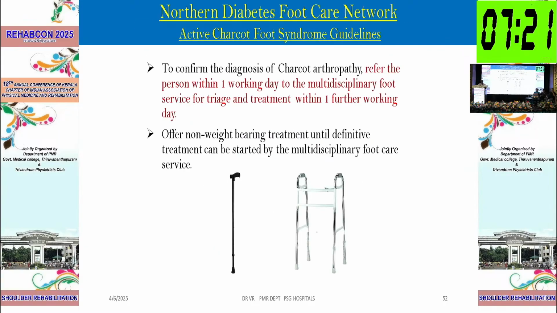This is a guideline from the United Kingdom, Northern Diabetes Foot Care Network. They say, to confirm the diagnosis of Charcot arthropathy, refer the person within 1 working day to the multidisciplinary foot service for triage, and treatment should be within 1 further working day. They consider the acute stage of Charcot arthropathy a medical emergency. The patient will lose the limb. So they have given only 2 days time. One day the patient will be sent to the podiatric clinic, the other day treatment must be taken.